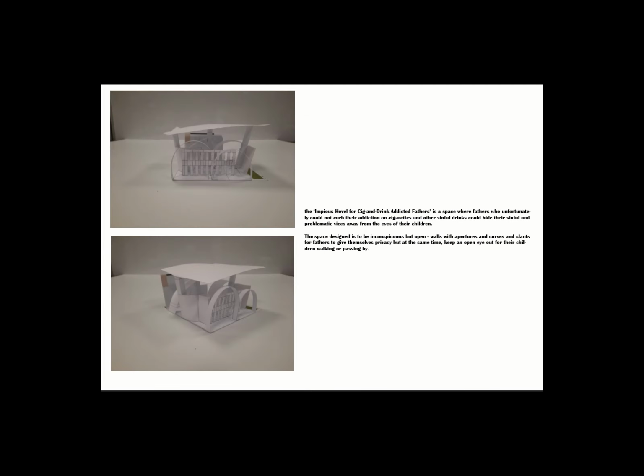So this space, I'll call it for short, the Empire's Hovel. It's a space where the fathers could hide their addiction to cigarettes and other sinful drinks away from the eyes of their children. So this space is designed to be inconspicuous but open. It's the same thing with staircases, it's the same thing with corners. They are inconspicuous but open.